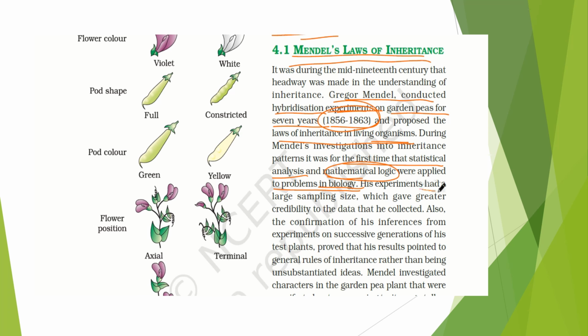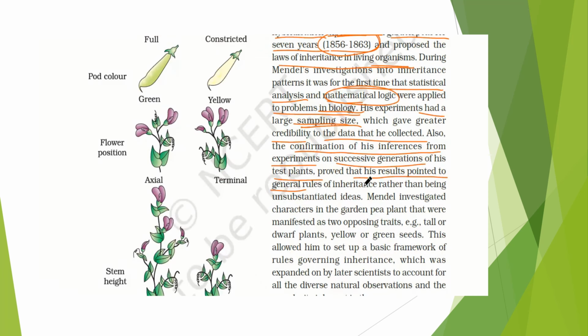So what did he do? He took a large sample size, which means a huge number of plants were taken. A large sample size gives greater credibility to the data that he collected. The larger the sample size, the easier it is for you to do the statistical analysis, right? Also, the confirmation of his inferences from the experiments on successive generations of his test plants proved that his results pointed to general rules of inheritance rather than unsubstantiated ideas. Generations after generations he continued these experiments. So he investigated characters of the garden pea plant that were manifested as 2 opposite traits.